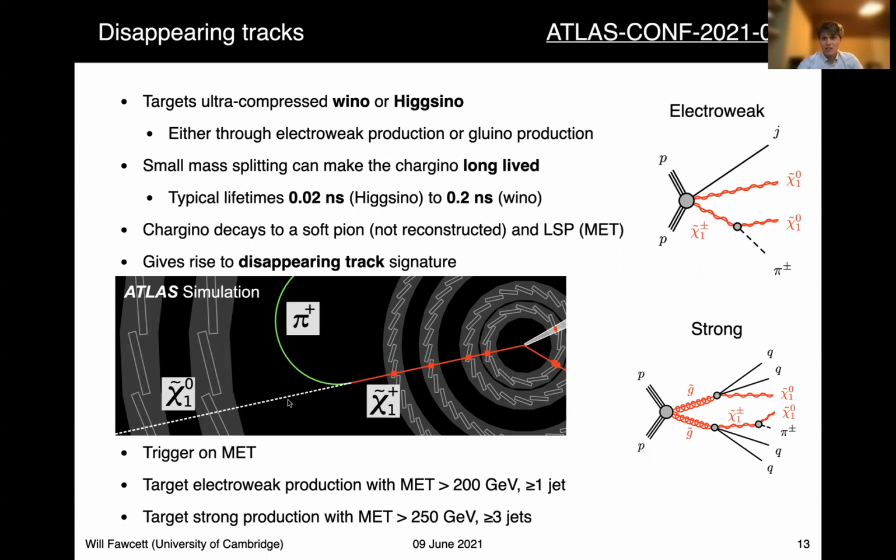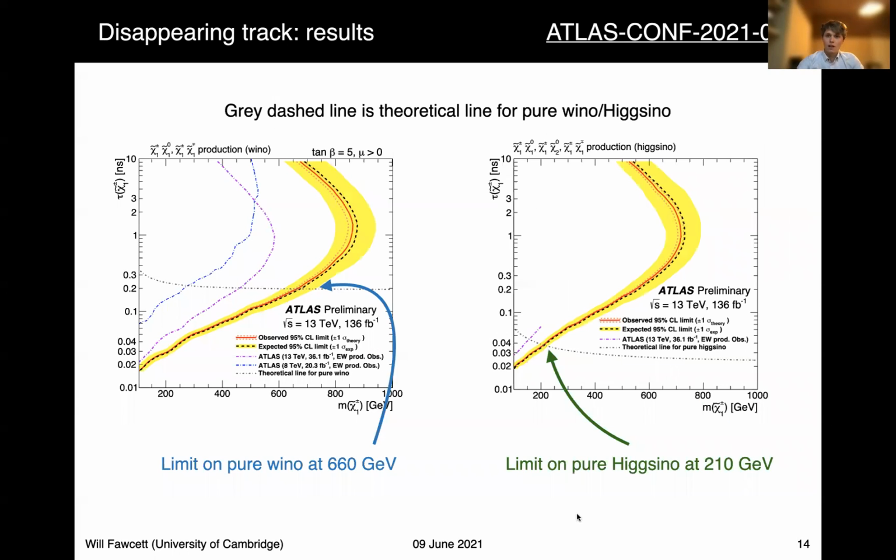We select the events by triggering on missing transverse energy, and we have 2 streams to the analysis where we target the different production mechanisms with differing MET and jet requirements as shown here. No excess was seen over the background predictions for this analysis, and so limits can be set on the Wino and the Higgsino.